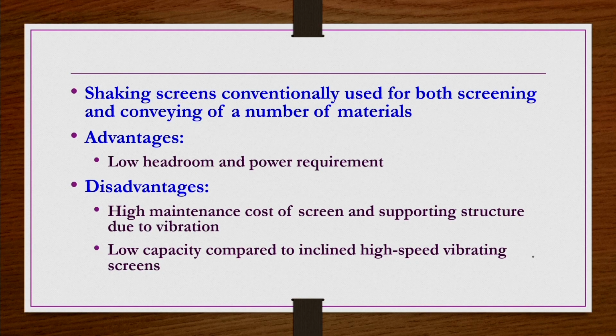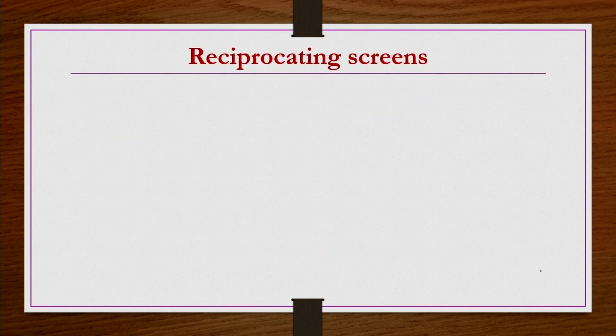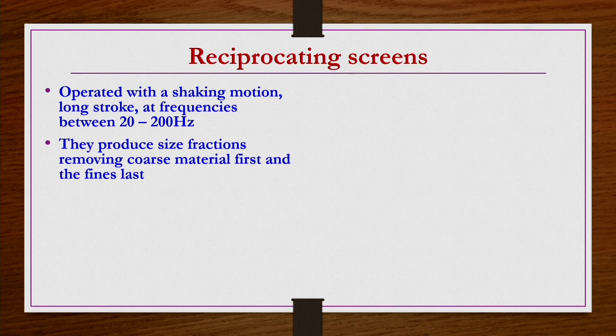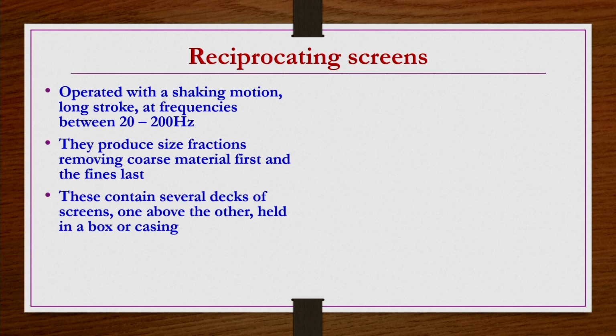Then reciprocating screens operate with a shaking motion, long stroke, at frequencies between 20 to 200 hertz. They produce size fractions, removing coarse material first and the finest materials at the last. That is how these reciprocating screens are designed in general.